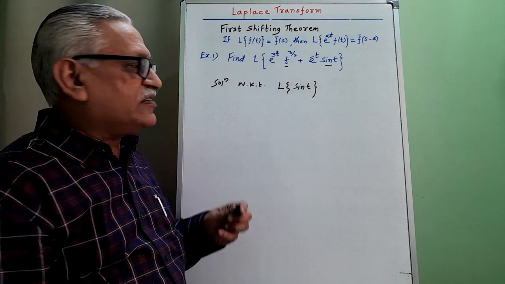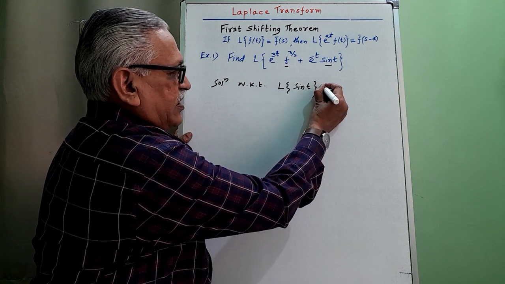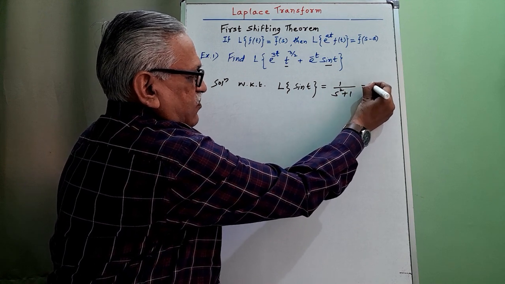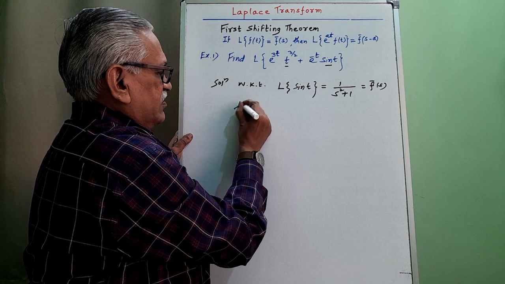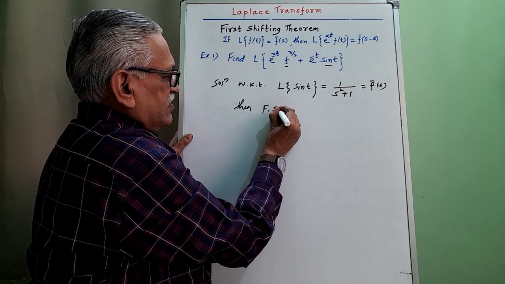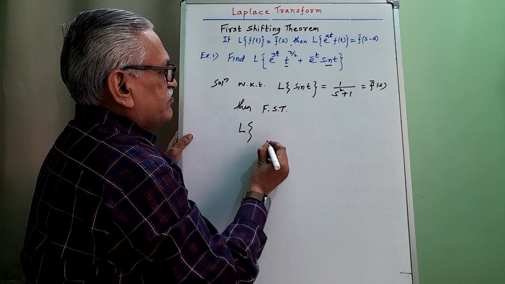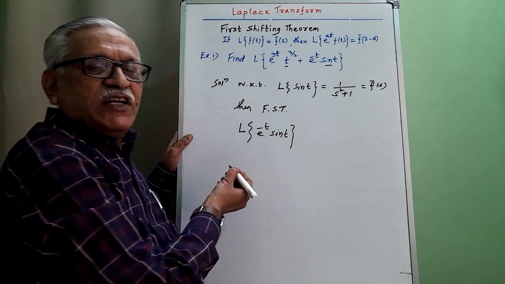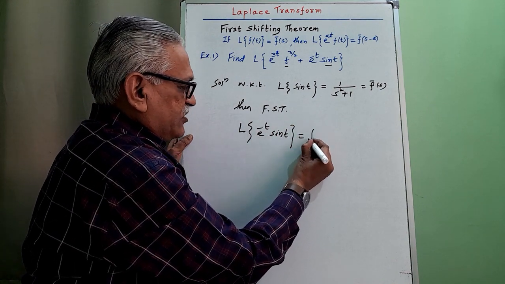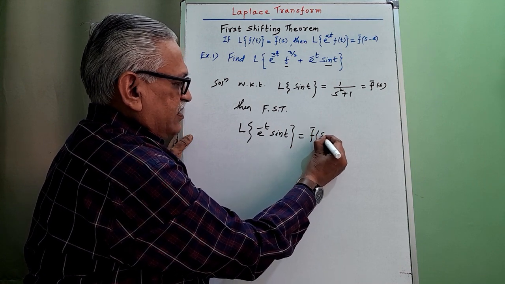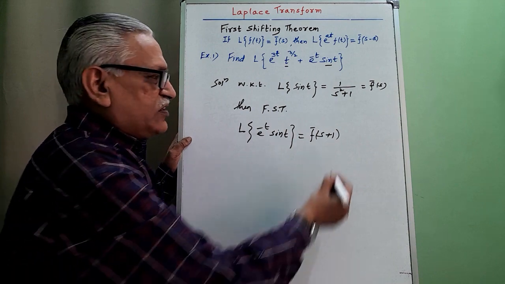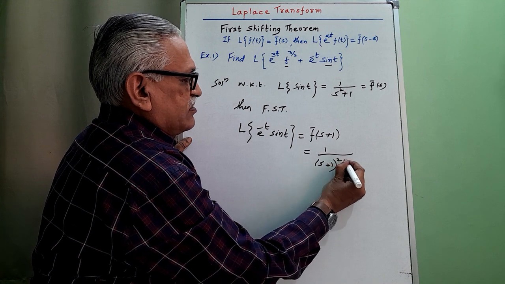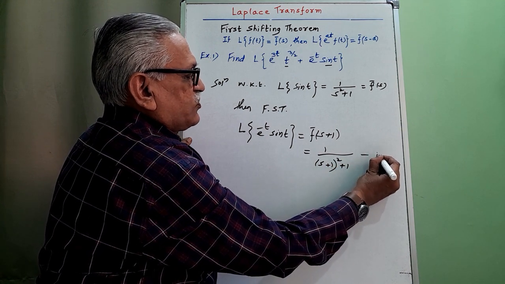Laplace of sin at is a upon s square plus a square. A is here 1, and therefore it is 1 upon s square plus 1. We call this f bar of s. Then applying first shifting theorem, we get Laplace transform of e raised to minus t into sin t. As it is multiplied by e raised to minus at type of term, replace s by s plus a, where a is here 1. Therefore replacing s by s plus 1, we get the result as 1 upon s plus 1 whole square plus 1. We call this equation 2.